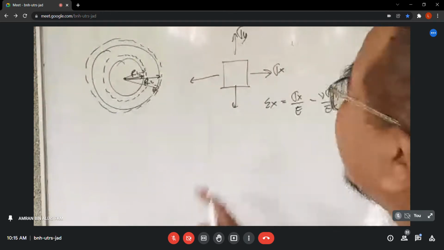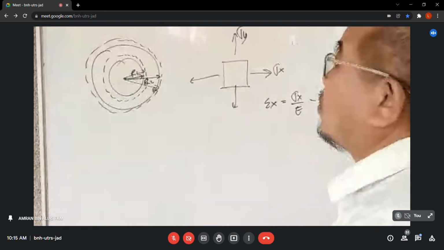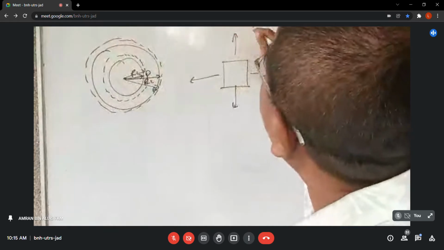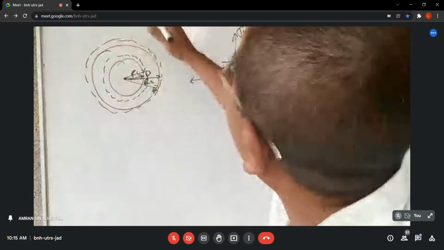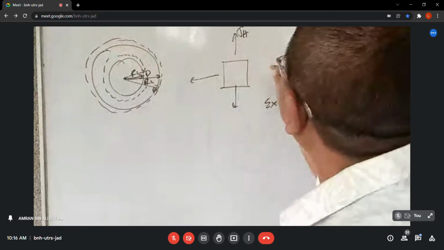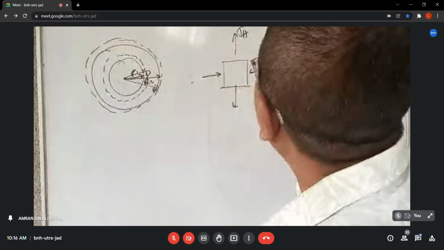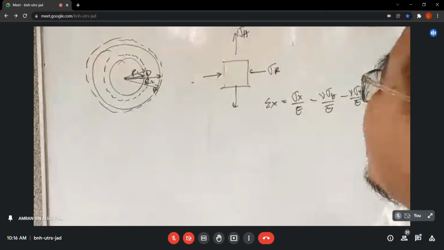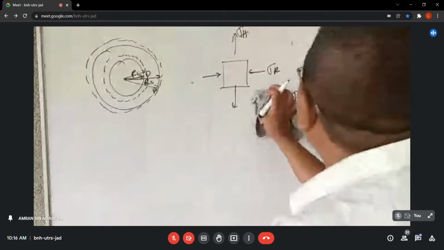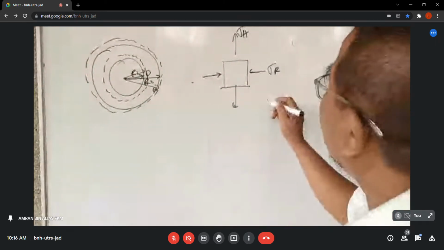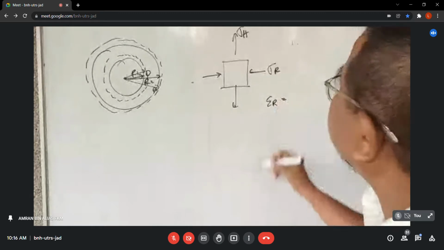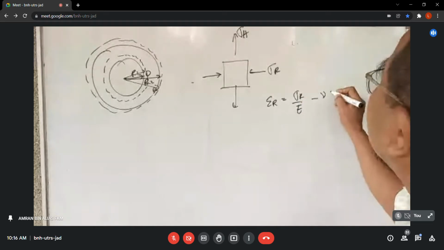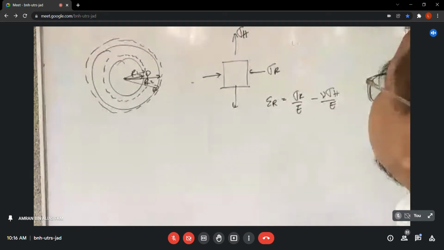Okay, fine. Now, we look at the element here. This is sigma L, sigma H, and then outside here is sigma R. Are you with me there? Yes. So, what is sigma R? So, epsilon R is equal to what? Sigma R over E minus mu sigma H over E, right?